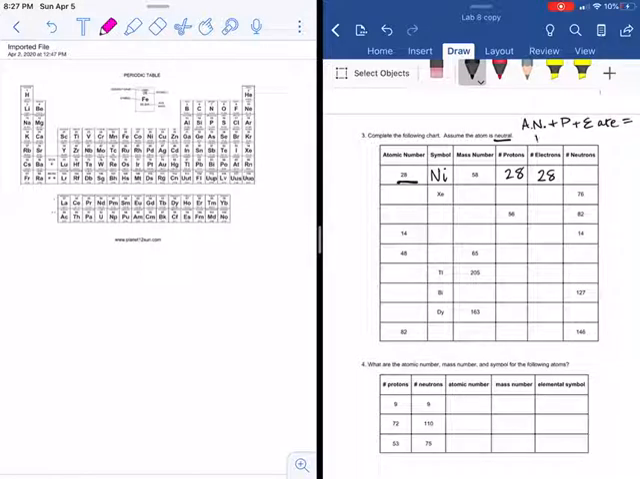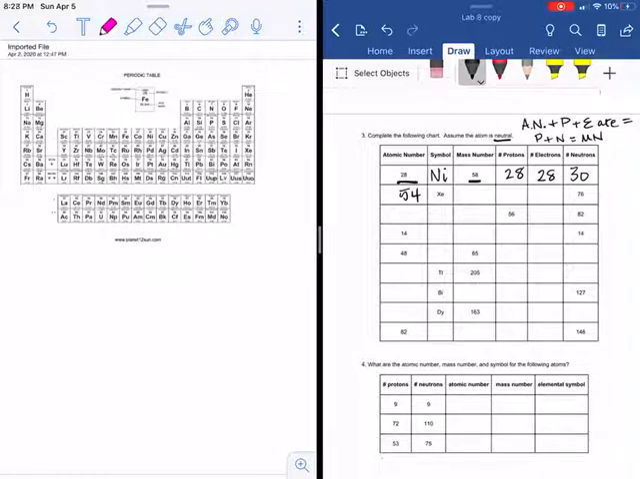And then in order to find the neutrons, protons plus neutrons is equal to mass number. We're given the mass number. Mass number is 58, and we're trying to find neutrons. So basically, we take mass number minus protons. So 58 minus 28 is 30. Okay? Now for the second one, that's Xe, which is xenon. So it's number 54.